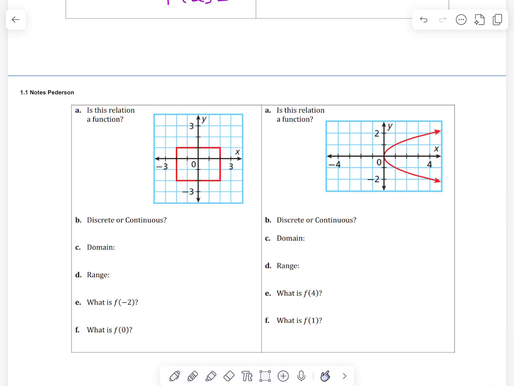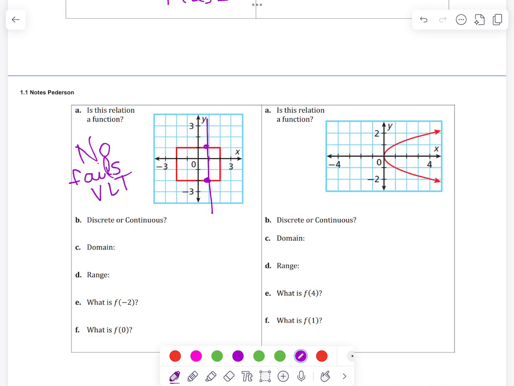All right, the next one. Is this a relation, a function? No, it touches more than one time. So this one is not a function because it fails the vertical line test. Is it discrete or continuous? It is continuous because the points do connect.